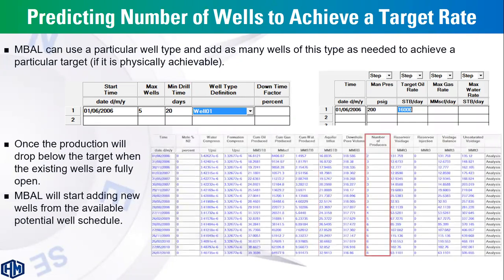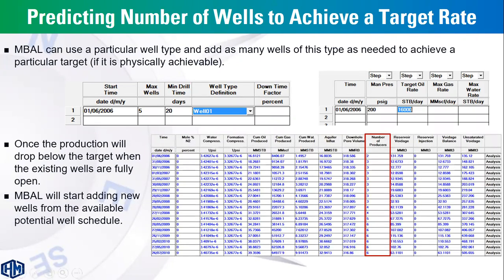So using material balance, you can predict how many wells we need to drill to achieve the production target, which is 16,000 barrels per day. This is the target oil rate. This is the number of producers required against time. So at 2010 we have to drill about six wells to achieve this production target for this field.